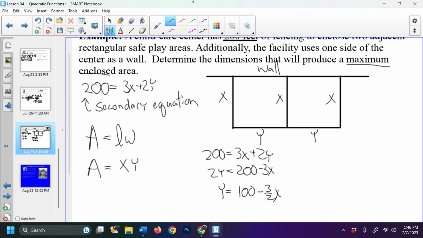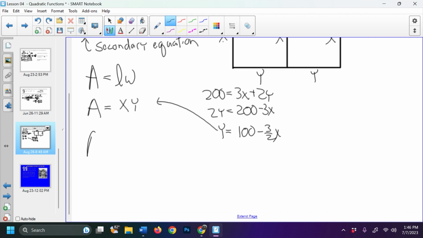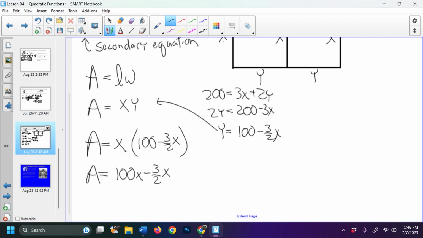And so what I'm going to do now is take this and plug it in for y. And what that's going to allow me to do is now I have a single equation in two variables. And let's distribute. So A is equal to 100x minus 3 halves x squared.